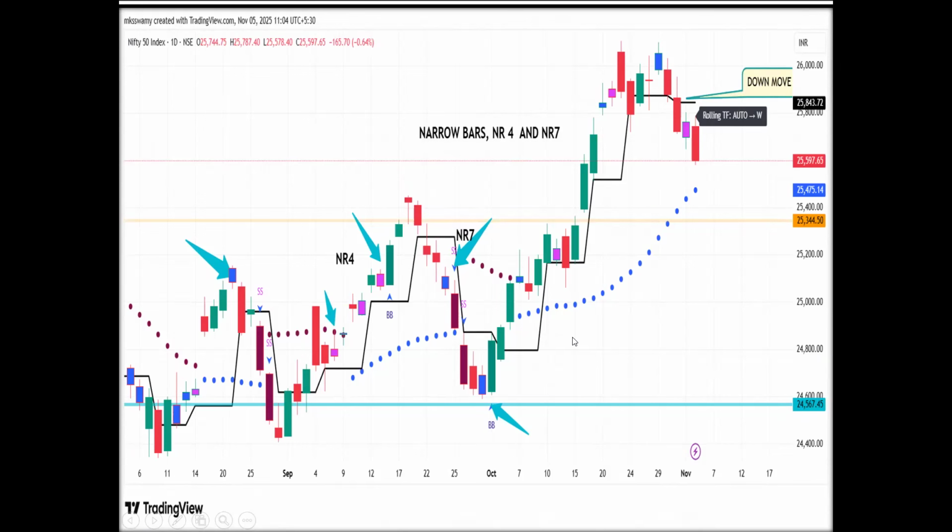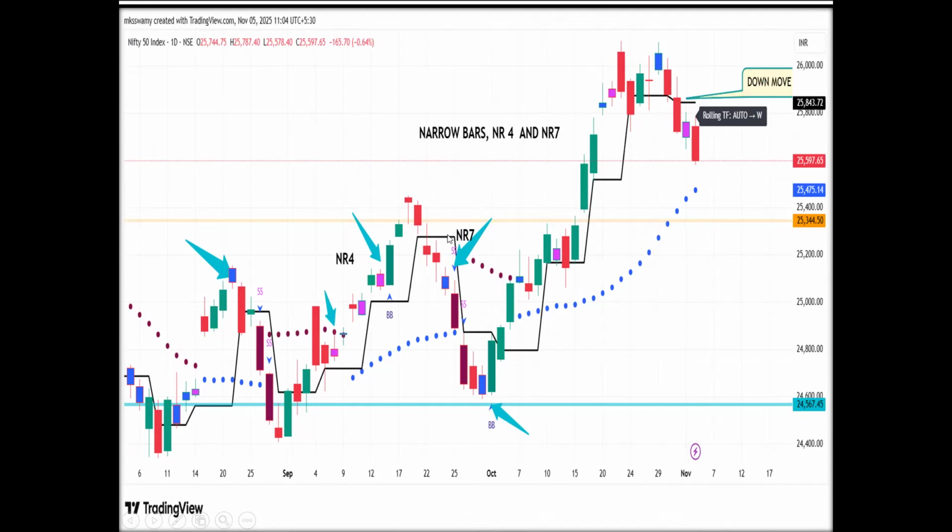Here in this picture, I'm showing you the purple color bars are for the NR7, NR4. NR4 means it is the consolidation. The fourth bar is a very narrow range bar. After that, you can see the expansion. See how beautifully the expansion happens. Why the expansion to the upside? You can use the logic: because the price is above the Gann HiLo, price is above the rolling pivot, and you are followed with expansion. You will be ready for the next up move.